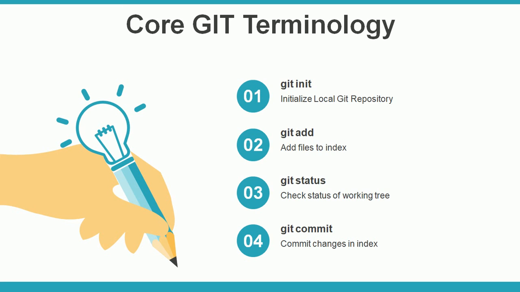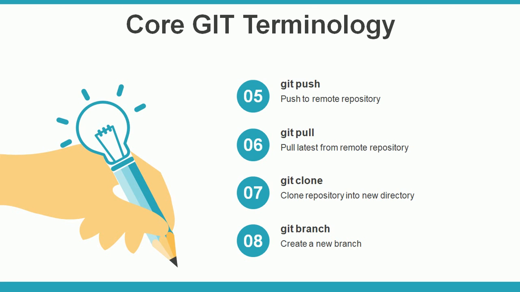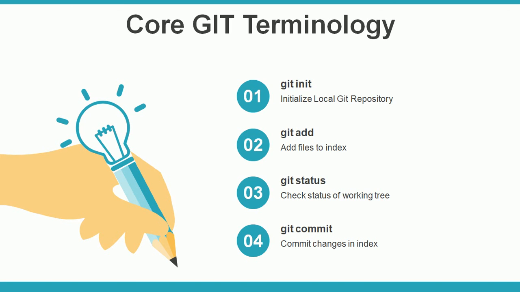Here are the basic terminology which we follow in Git while learning. So we have git init, git add, git status, git commit, git push, git pull, git clone, git branch. Don't worry about these things if you are new to Git. I will be explaining each and everything in very detail, having a video specifically for git init and for git add, like that.